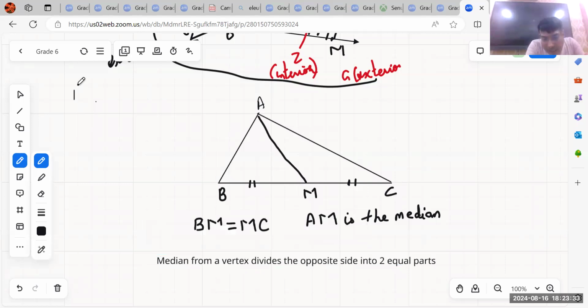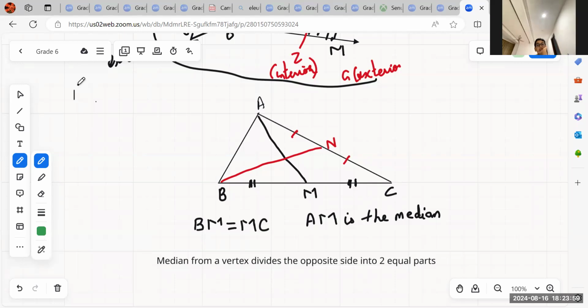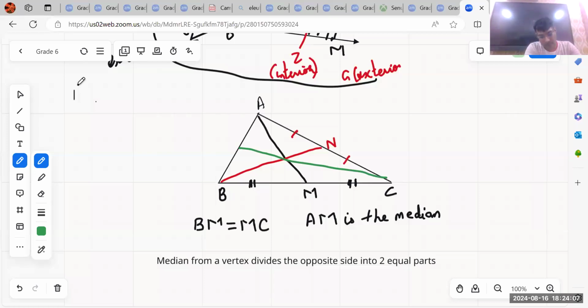Now guys, this one only bisects the line. Bisect means divided into 2 equal parts. Should I show you the median for B also? This is the median from B. Let me call it BN. Means AN is equal to NC. Understood, guys? Sir, AN is equal to NC. Oh, beta. AN is equal to NC. And this is the third median. So what should I call it? CO.